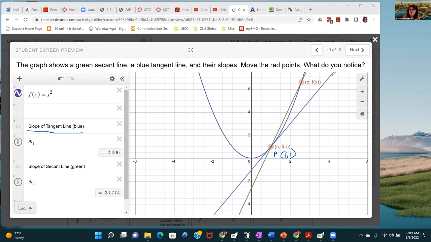Forgive me, but I couldn't get it to be exactly 2. We saw that it was 2, but that's pretty close. I kept trying to slide that, and I'm afraid I'm going to make it worse. But again, we know the slope of this tangent line, because we've already worked it out, is 2. Now, this is our point Q up here, with general coordinates x and f of x, which is x squared.